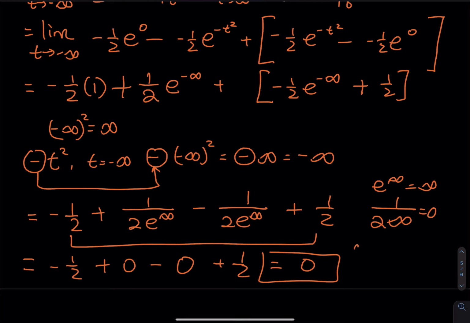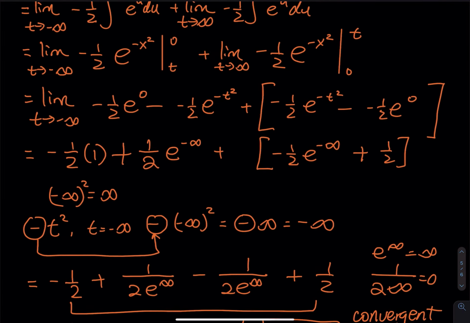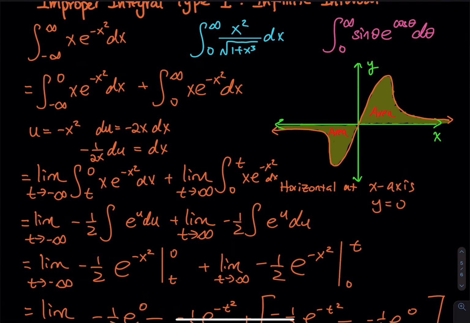So therefore, the integral is convergent. And then we say the area is finite. So finite area. So let's go back to the picture. What does that mean? The area is finite. That means as x goes all the way to positive infinity or negative infinity.